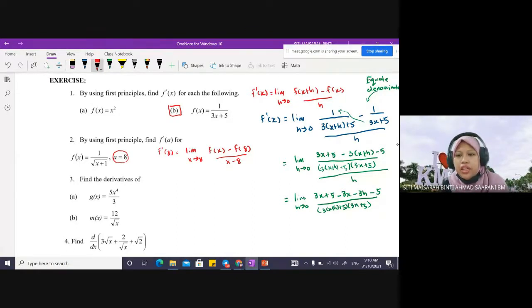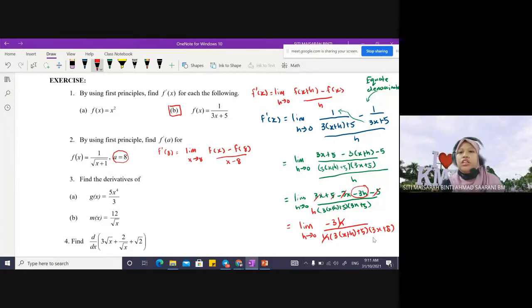Then h ni Meda letak kat depan ni ya. Bila dia jadi over h ni, dia jadi darab 1 per h. And then 3x minus 3x habis, 5 minus 5 pun habis. Tinggal negative 3h. So then, limit h approach 0, negative 3h over h, 3x plus h plus 5 multiply 3x plus 5. Dan h ni boleh potong.